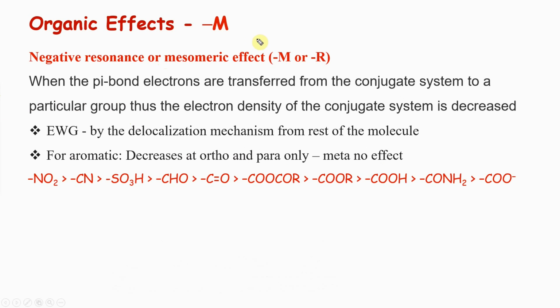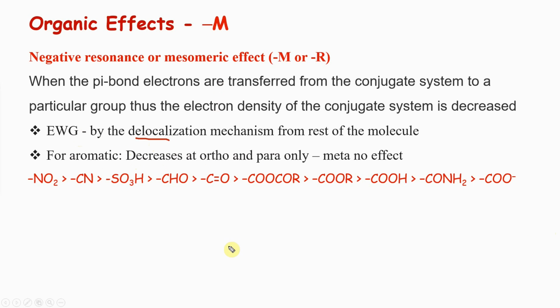Just like our plus M or plus R effect, minus M or minus R is basically taking electron away because of resonance. If I take it away, the electron density decreases. Same goes here, everything is the same. Electron withdrawing group by delocalization. Through sigma bond it is minus I, by delocalization it is minus R. Just like aromatics, if there is a minus M group, the electron density decreases at the ortho and para positions only. Meta no effect. This is what you're going to have.